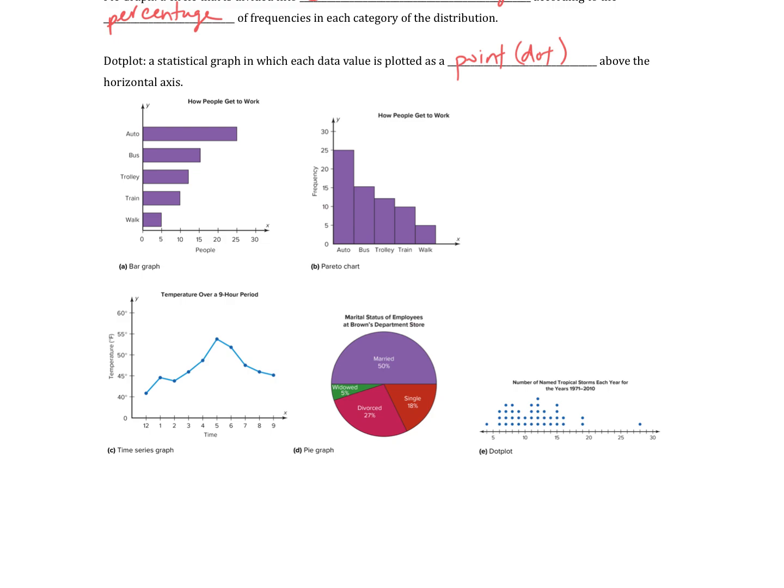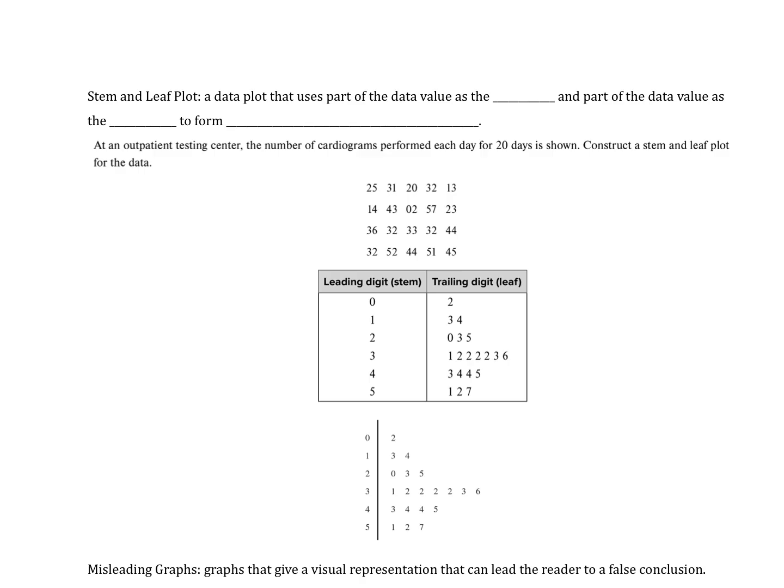And then the last one is a stem and leaf plot. You may or may not have seen this. It is a data plot that uses part of the data value as the stem and part of the data value as the leaf to form groups or classes. I'm going to be honest, outside of teaching, I've never really seen these. I don't know if there is an actual usage for this, but there may be. I just may not have seen it.